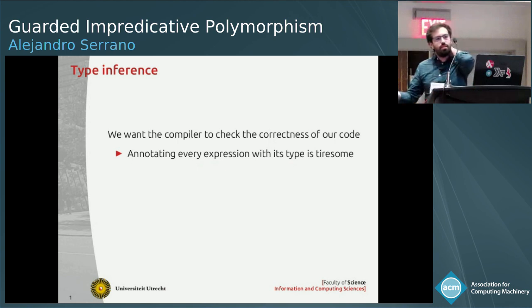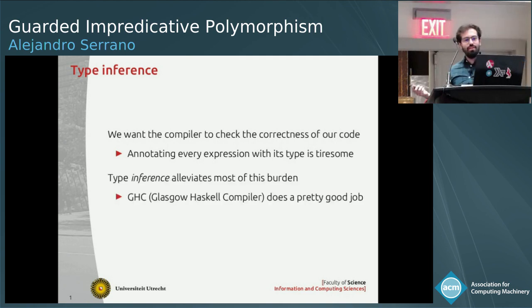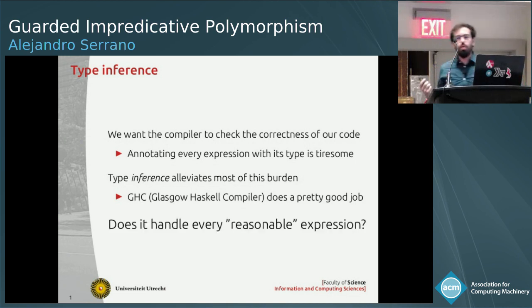But you know, there's this idea of type inference. So we want to check the correctness of our code, but we don't want to annotate everything with its type. This is very tiresome. So we invented this good idea of type inference, which essentially means somebody will check the types, but it will actually figure out which are the types. And GHC, the Glasgow Haskell compiler, is where we've been basing our work. It does a pretty good job in inferring the types of your code. But the question is, does it actually handle every reasonable expression, where "reasonable", of course, is in quotes, because that depends on everybody who is asked this question.